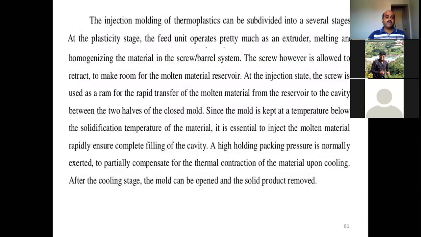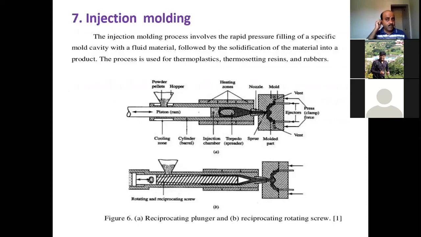And the last technique we discuss here is injection molding, the seventh technique. The injection molding process involves the rapid pressure filling of a specific mold cavity with a fluid material, followed by the solidification of the material into a product. The process is used for thermoplastics, thermosetting resins, and rubbers.